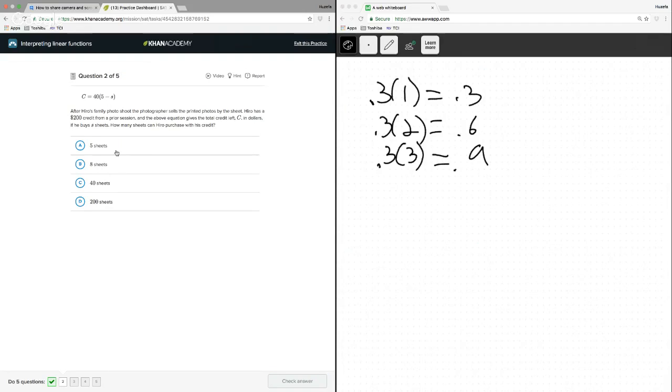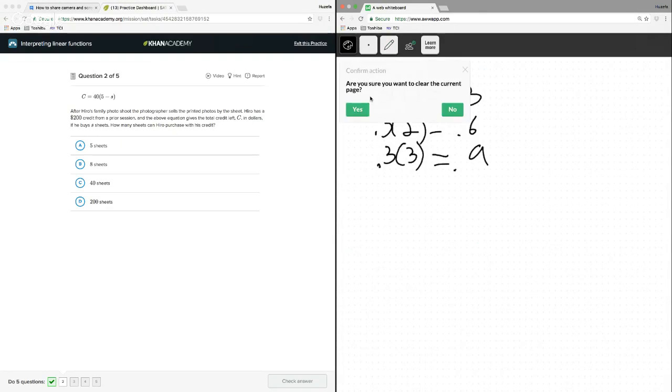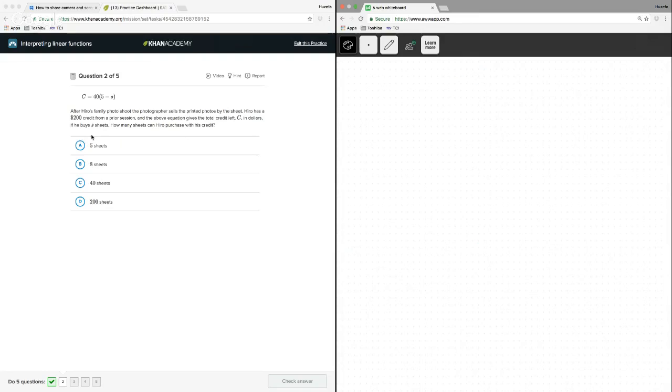Okay, now let's go to this one. After Hero's family photo shoot, the photographer sells the printed photos by the sheet. Let's clear the board here. Hero has a $200 credit from a prior session, and the above equation gives the total credit left, C, in dollars, if he buys S sheets. Oh, there it is. Yeah, that's a little variable. How many sheets can Hero purchase with its credit?